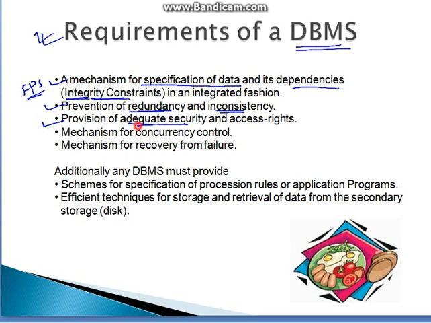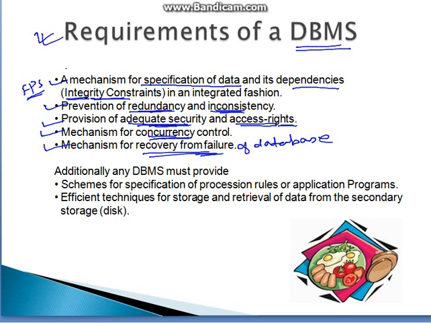Third, the provision of adequate security and access rights should be given so that the database will work. And the mechanism of concurrency control, and the mechanism to recover from the failure of the database. So these 5 points: first, a mechanism for the specification of data and dependencies. Second, prevention of redundancy and inconsistency in data. Third, provision for adequate security to secure the data, to provide proper levels of access rights to the users, maintaining the concurrency control, and a mechanism for recovery from failure.